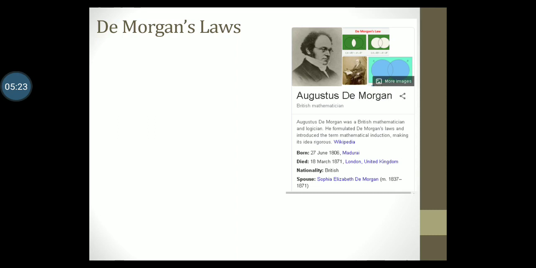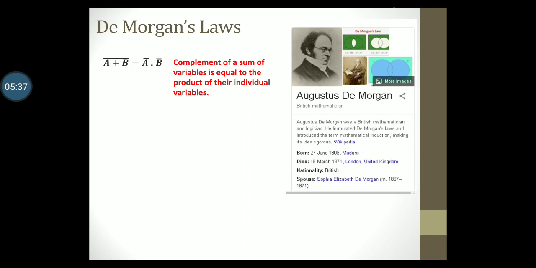The first law states that A plus B the whole bar equals A bar dot B bar. That is, the complement of a sum of variables is equal to the product of their individual complements. The second law states that A dot B the whole bar equals A bar plus B bar. That is, the complement of a product of variables is equal to the sum of their individual complements. Both these laws can be extended to any number of variables.